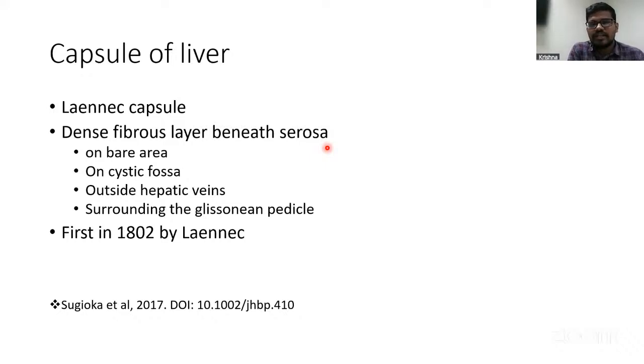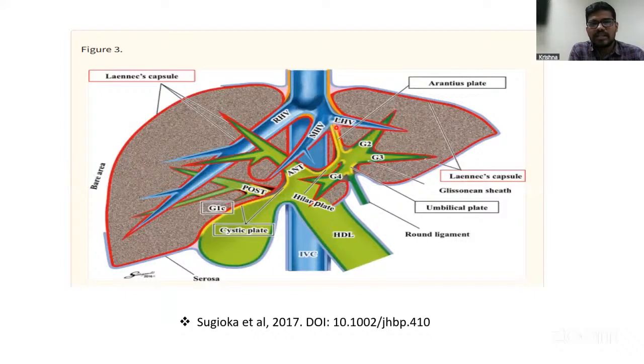We identified that there is a capsule called the Laennec capsule, which covers the whole of the liver. It was described first in 1802, but Sugioka et al., in 2017, identified some areas wherein we can standardize this approach to the Glissonian pedicles. If we see here, the Laennec capsule is the one which is covering the whole of the liver, the bare area, even the Glissonian pedicles intrahepatically, and even the intrahepatic venous system.